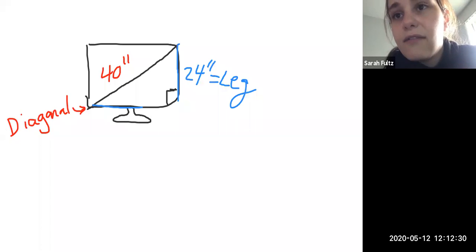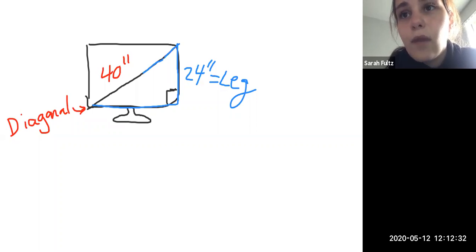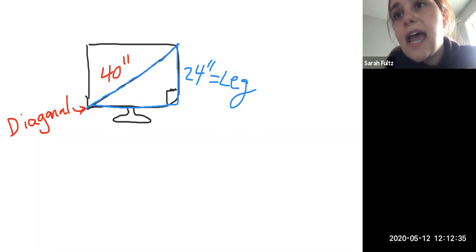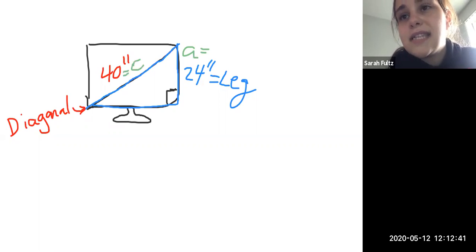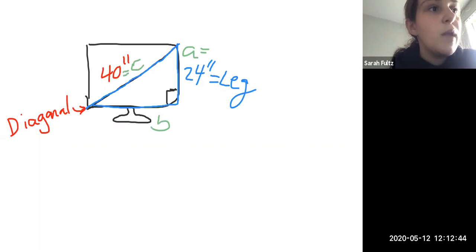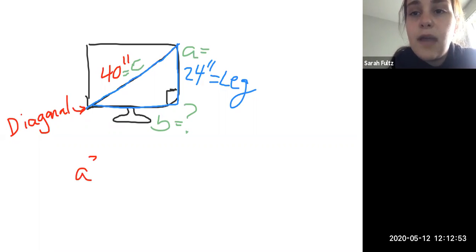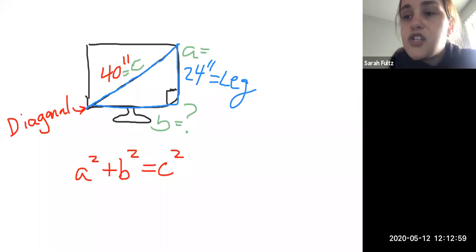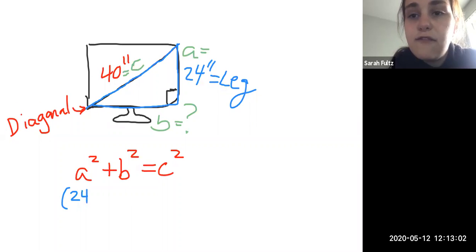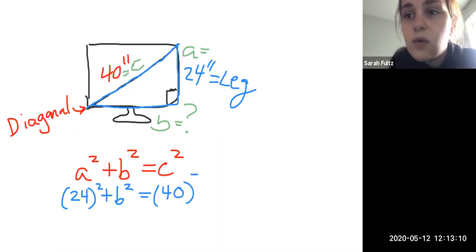So we have the triangle here with side A equal to 24 inches. Our hypotenuse C is 40 inches. And we want to figure out what this width is, what B equals. So again, I'm going to set up the equation for the Pythagorean theorem, a squared plus b squared equals c squared. And I'm going to plug in my numbers. I just said a is 24, so I'm going to do 24 squared. B squared is what I'm solving for. And that's going to equal my hypotenuse, which is 40 squared.